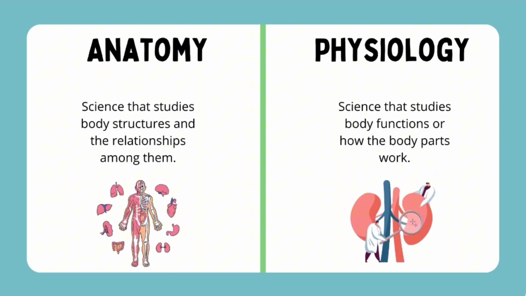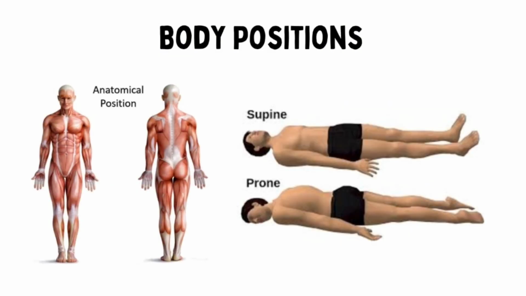First, topic 1, Introduction to Anatomy of the Human Body. Anatomy and physiology are branches of science. Anatomy studies the structures of the body and the relationship among them, and physiology studies how the parts of the body work. The position of the body.